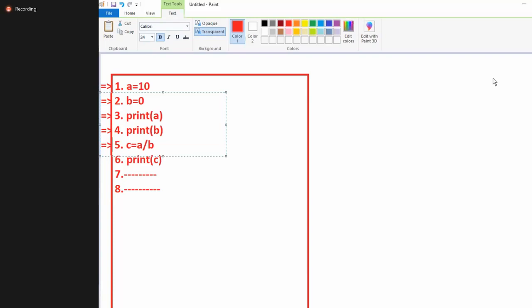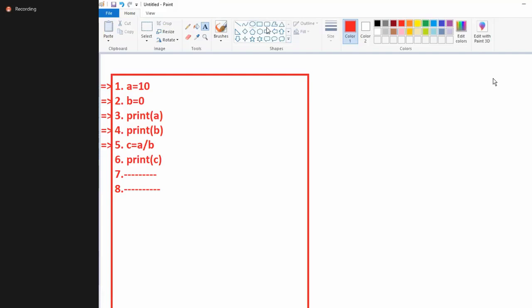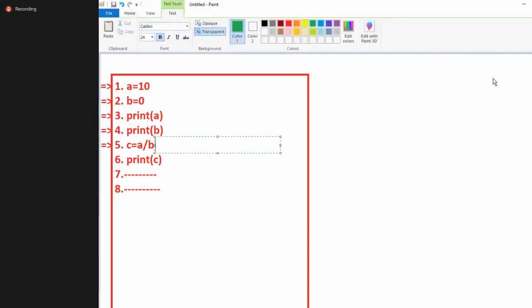See that in this case, there is an invalid input. Yes, 100% there is invalid input. Why, sir? Because it is substituted internally by the PVM as 10 by 0. 10 by 0, your PVM cannot process. PVM can't process because it is invalid input. See how I am going to explain.